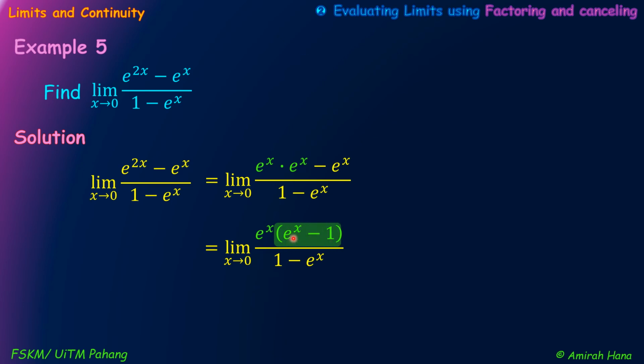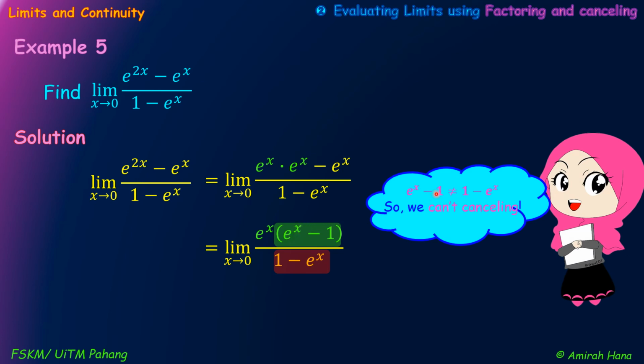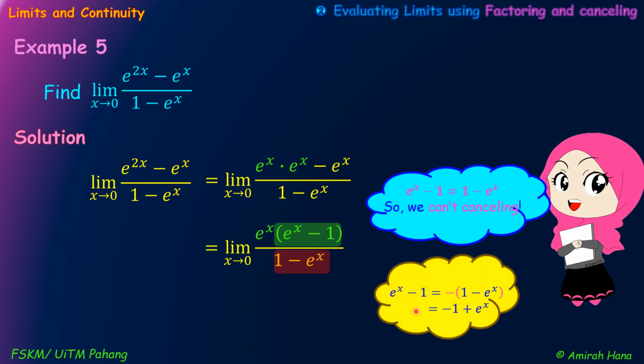Look at this. We have e to the power of x minus 1 and 1 minus e to the power of x. e to the power of x minus 1 is not equal to 1 minus e to the power of x. So we can't cancel, right? So please be careful. e to the power of x minus 1, we can write as a minus sign and then a bracket, and then we exchange e to the power of x and 1 here. So we can write it equals negative bracket 1 minus e to the power of x. Because when we expand the negative and bracket here, we multiply negative and 1, so we get negative 1. And then negative times negative e to the power of x, we get plus e to the power of x. So from here, it equals the left hand side.